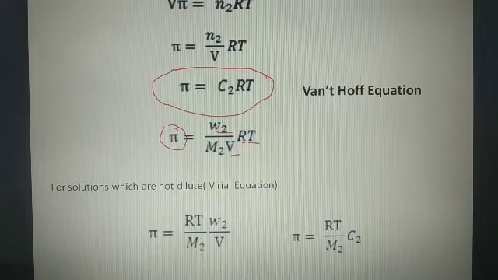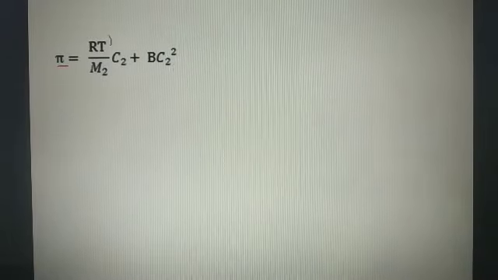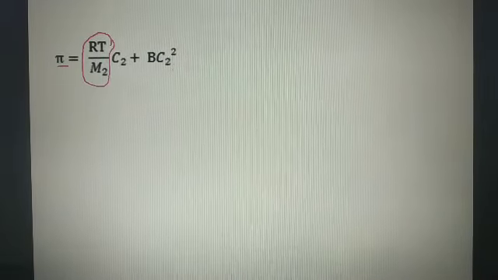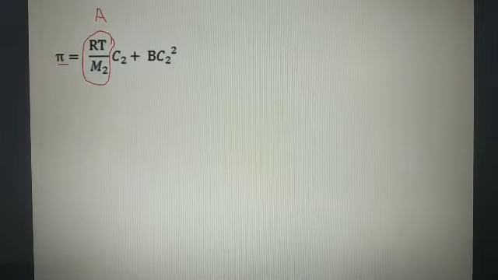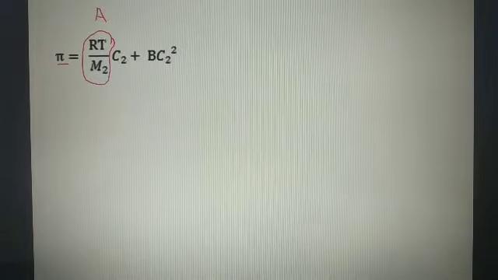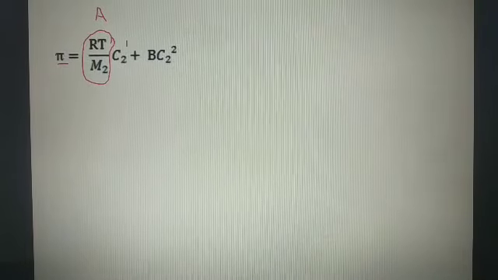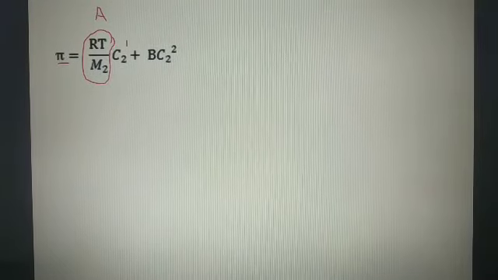It is pi is equal to RT upon M2, C2 as it is. So the first term is constant, that is the constant A, you can say, into C2 plus constant B into C2 square plus constant C into C2 cube plus constant D. In this way, that is the Virial equation. Only two components are taken in the Virial equation here, so that is C2 raised to power 1 and C2 raised to power 2.